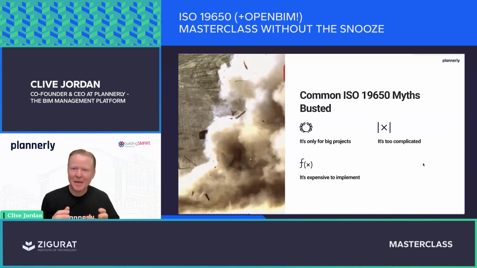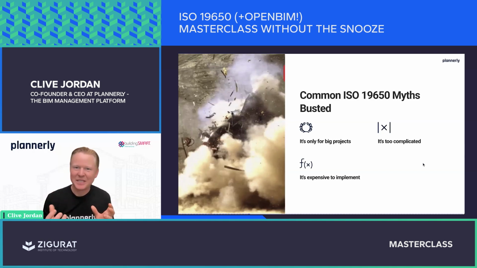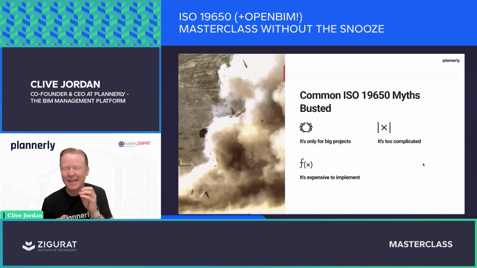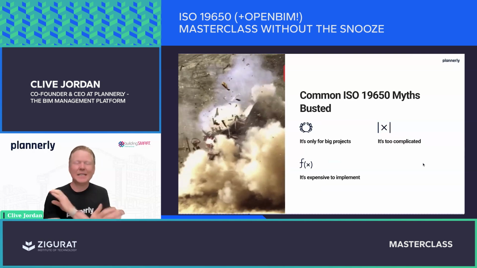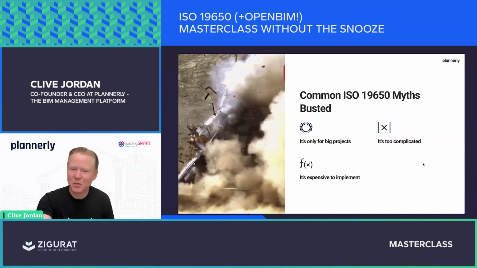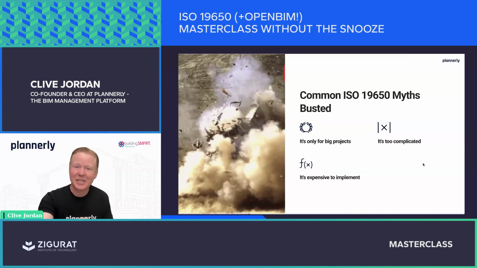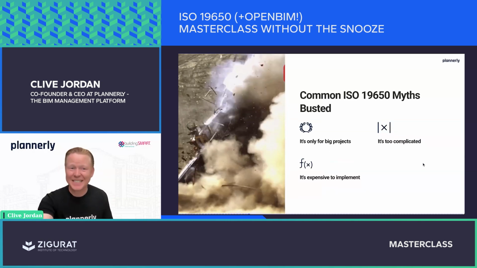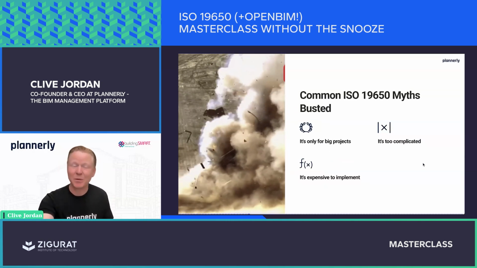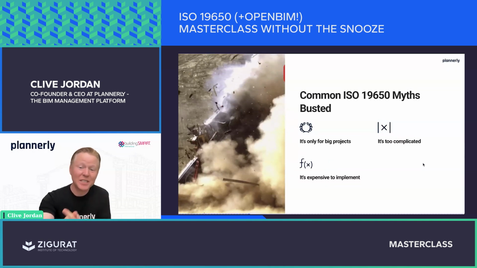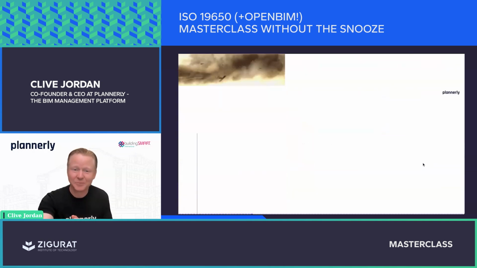One of the biggest things when we talk about ISO 19650 is that people think, oh, that's just for big projects. It's really complicated and it's so expensive if you want to do it. That's not true. And we'll show you how you can implement it seamlessly and quickly. And actually, we've got a program for your company to be able to implement ISO 19650 in 60 days and get the efficiency benefits and the opportunity to win more business as a result.